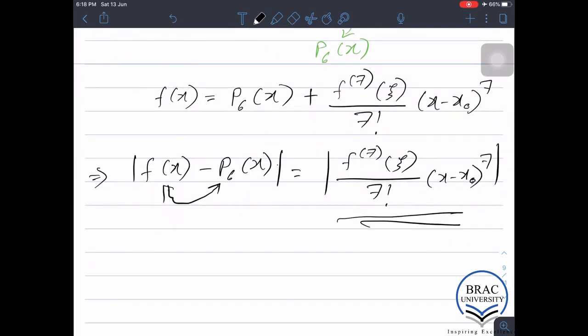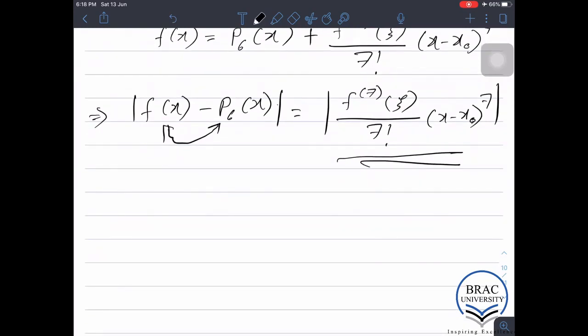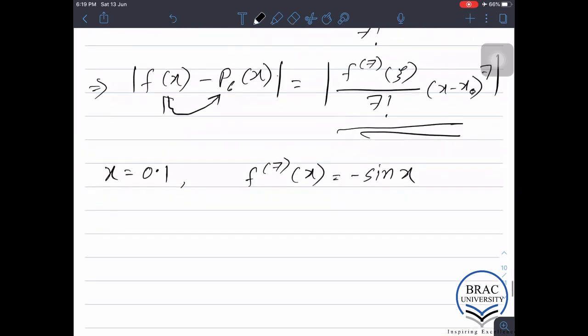All right, now let's say that I want to calculate the value at x is equal to 0.1. Okay, and what is my f7 of x? That is the 7th derivative. If you keep on differentiating sine x, you will see the 7th derivative is minus sine x. Okay, it's not that difficult. Just keep on doing the derivative. You do it 7 times and then you get it.